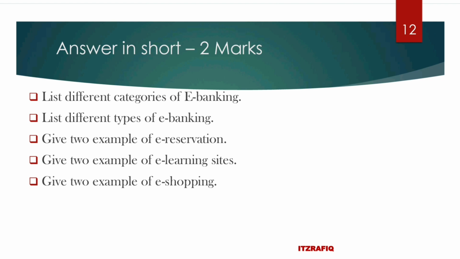Give 2 examples of e-reservation. Different types of e-banking: categories we will write transactional and non-transactional. For types we'll write ATM, mobile banking, net banking, these things. 2 examples of e-reservation: yatra.com, bookmyshow.com. 2 examples of e-learning: Vedantu, Byju's. 2 examples of e-shopping: Flipkart, Myntra.